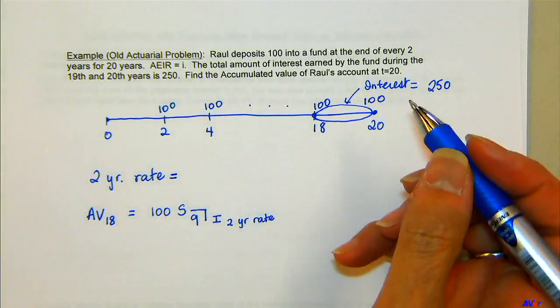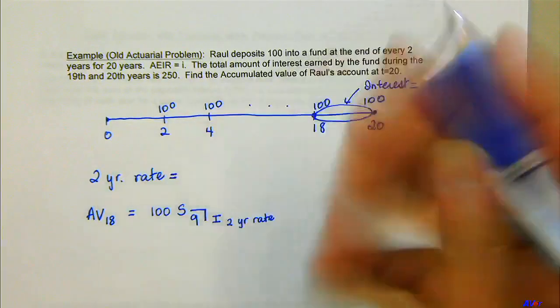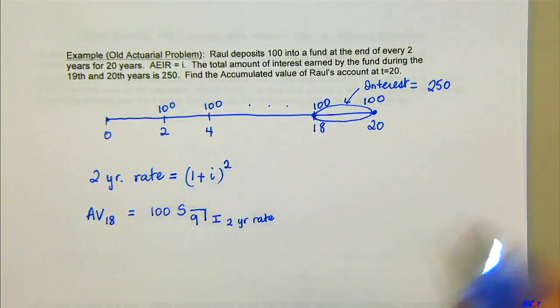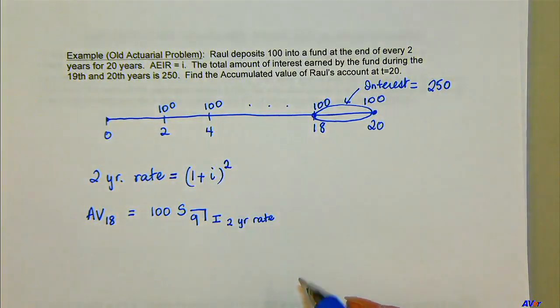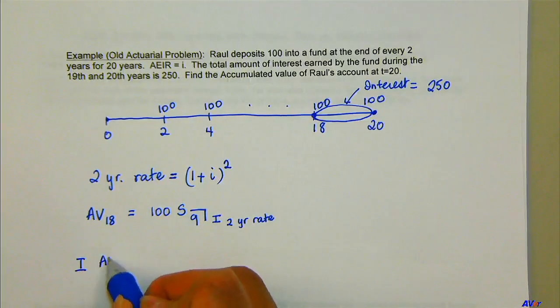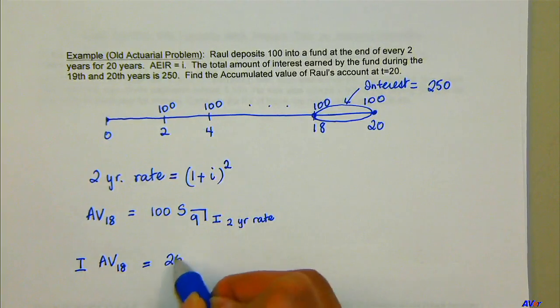You have the annual rate I? So, yeah, 1 plus I squared is the 2-year rate. Okay, so then set that equal to 250 after you multiply by I. So I, the 2-year rate, times accumulated value at 18 is equal to 250. That's what they told me.